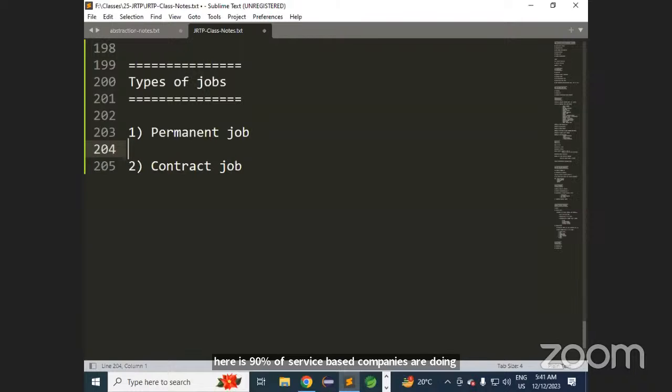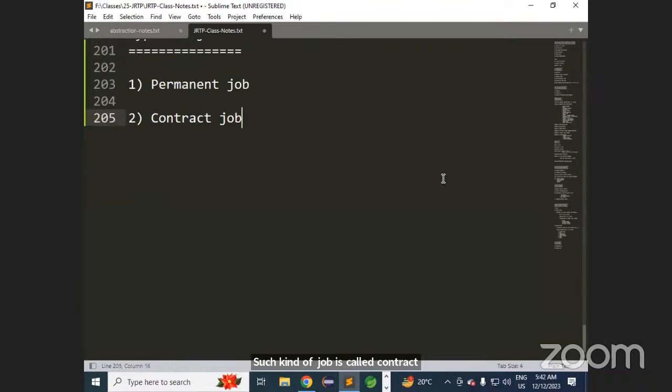TCS is doing outsourcing business. Capgemini is doing outsourcing. Cognizant is doing outsourcing. Accenture is doing outsourcing. Infosys is doing outsourcing. Tech Mahindra is doing outsourcing. HCL is also doing outsourcing. Nowadays, so many service-based companies are doing outsourcing business. What is the meaning of outsourcing? You will get the job from one company, but you will work for another company. So the company will sell the employees to other companies. Such kind of job is called contract job.